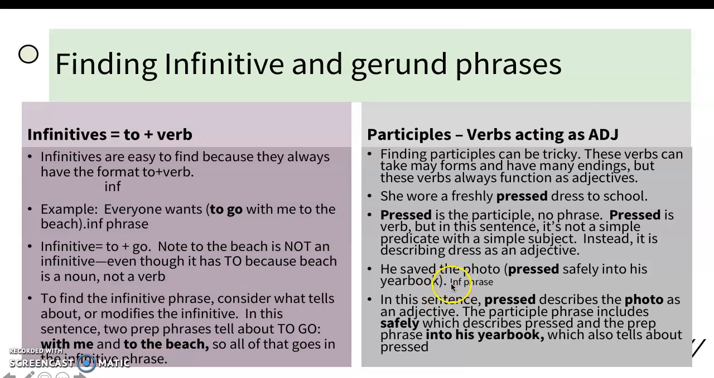This is an error right here. Ignore infinitive phrase. It's a participle phrase. Alrighty? So when a verb acts as an adjective, it's a participle. When you have "to" plus a verb, it's an infinitive.